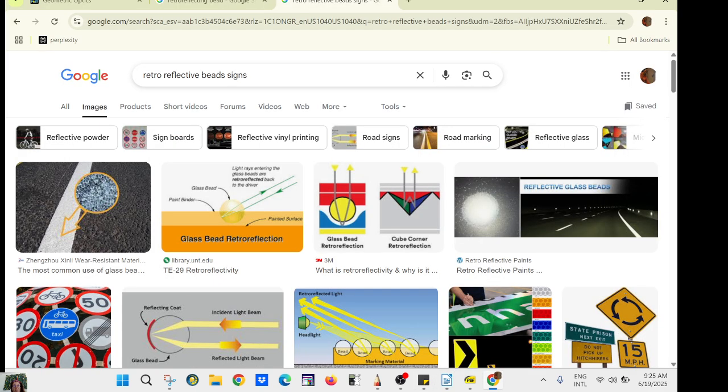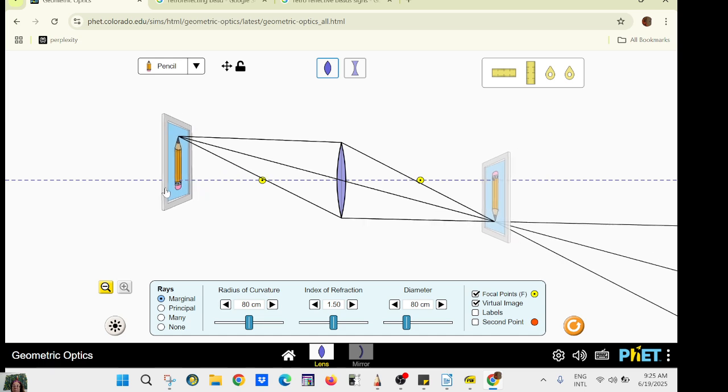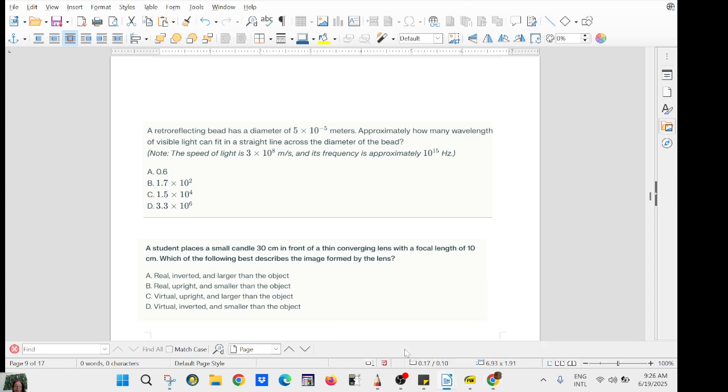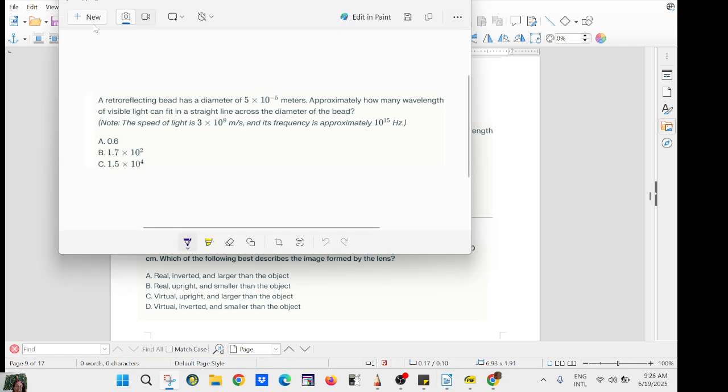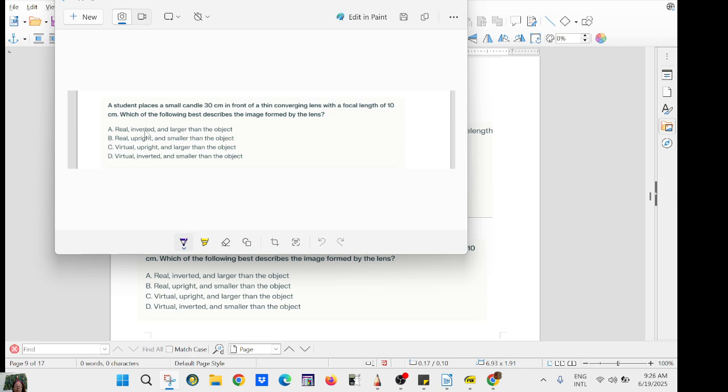Right, let's see. So if you have a converging lens here and my object is here, it will be the same size. The focal length is 10 centimeters, so that will be 20. So if it's 30, it will be real, inverted, and smaller. So again, there is a mistake here. Let's see. It will be real, inverted, and smaller. There's a typo.